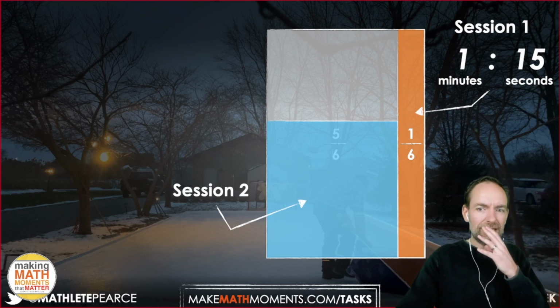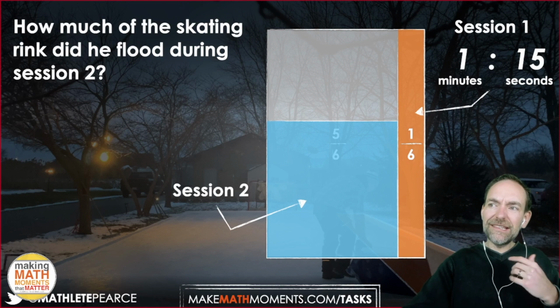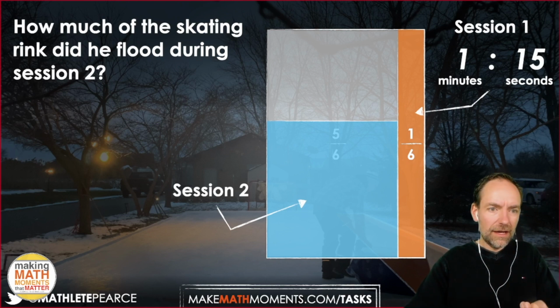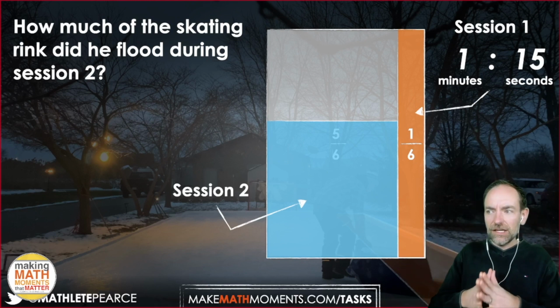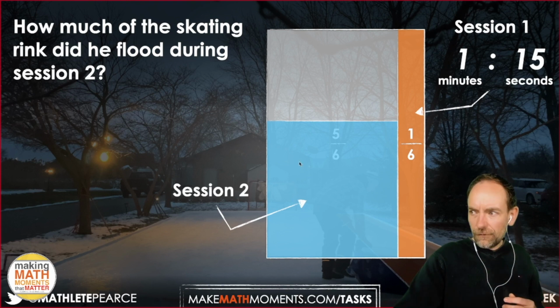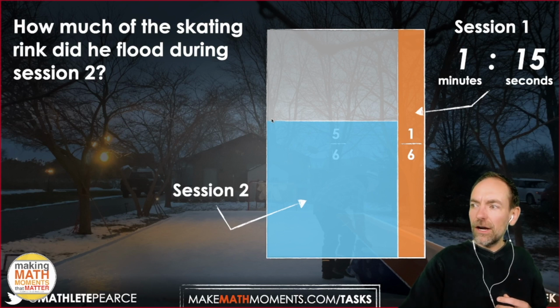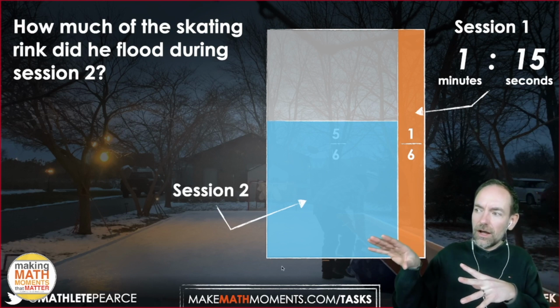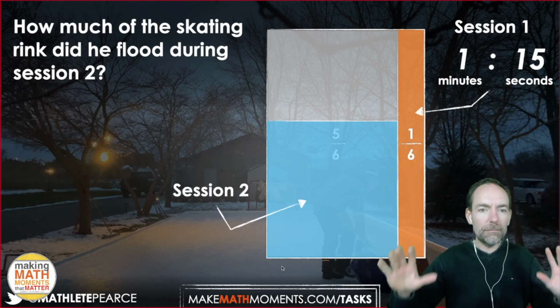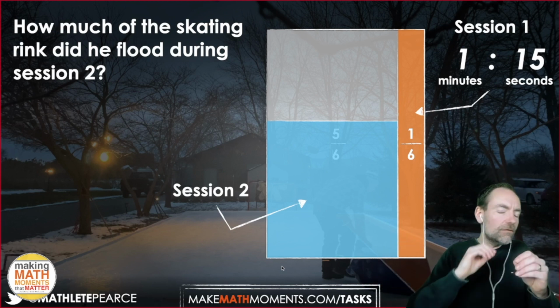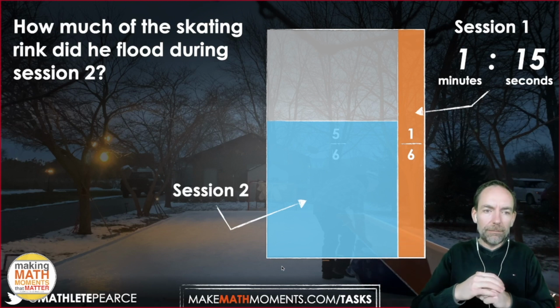So now I want you to think about how much of the skating rink you think he flooded during session 2. Now, I want to be really clear on my language here. What I'm asking you to do is not to figure out what fraction of the remaining ice he did. I want you to try to approximate how much this would represent compared to the entire ice rink. So when he did session number 2, how much of the entire ice rink did he end up completing? And then I'm going to give you a little more information to update your approximation, okay?